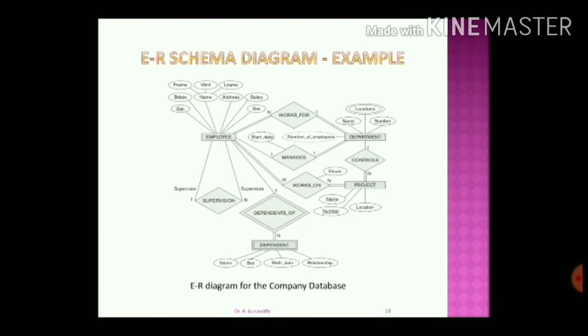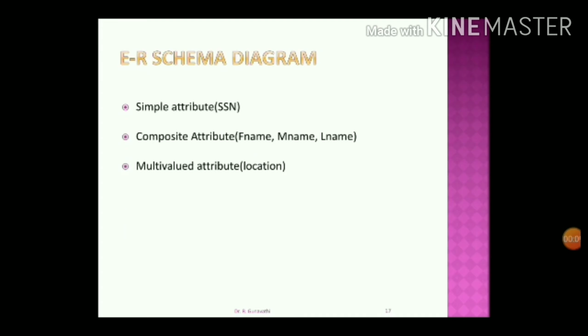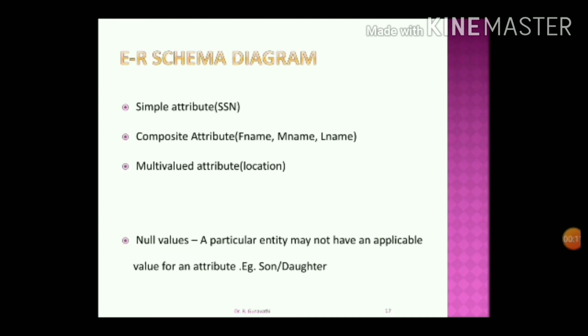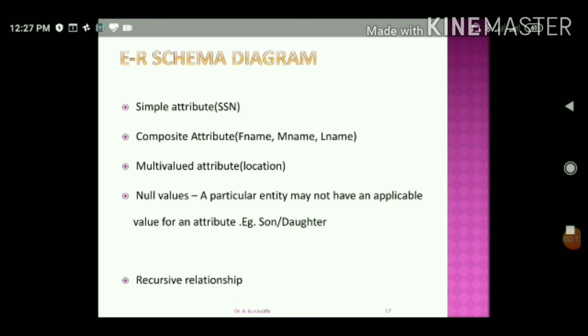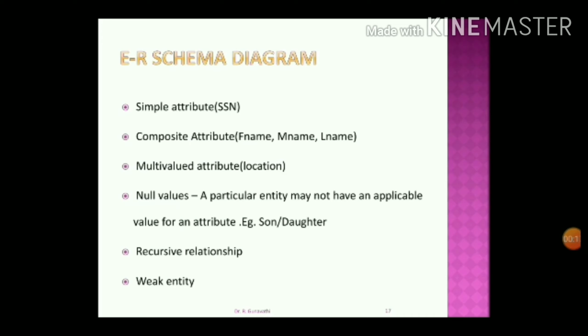Now, we are going to see an example of an ER schema diagram, a company database. In this diagram, different entities are there like employee, department and project. Several attributes occur in this diagram like simple attribute, composite attribute, multi-valued attribute, etc. It has been already explained. We will have a discussion about new terminologies like null values, recursive relationship and weak entity set.